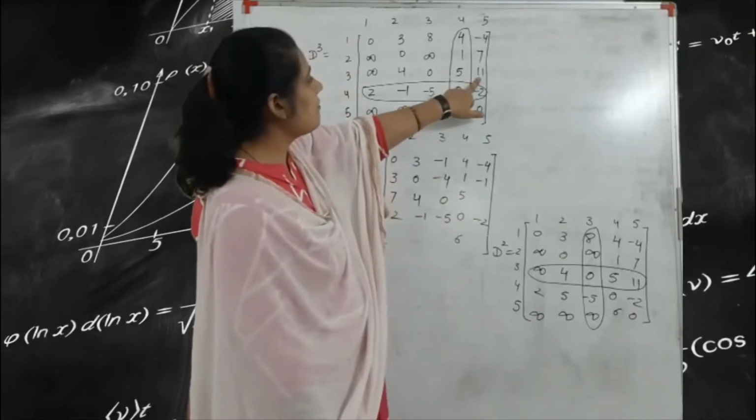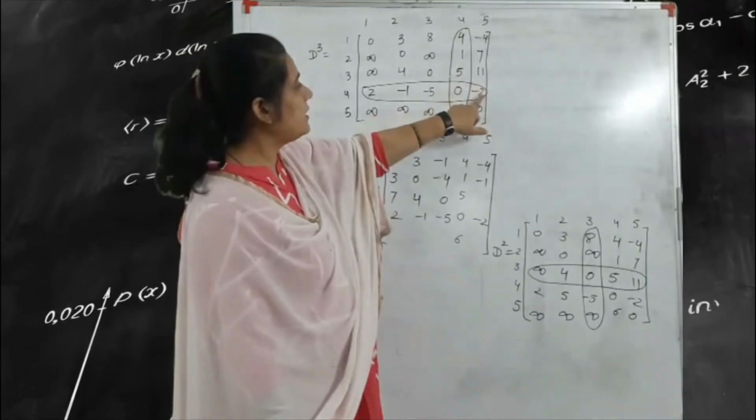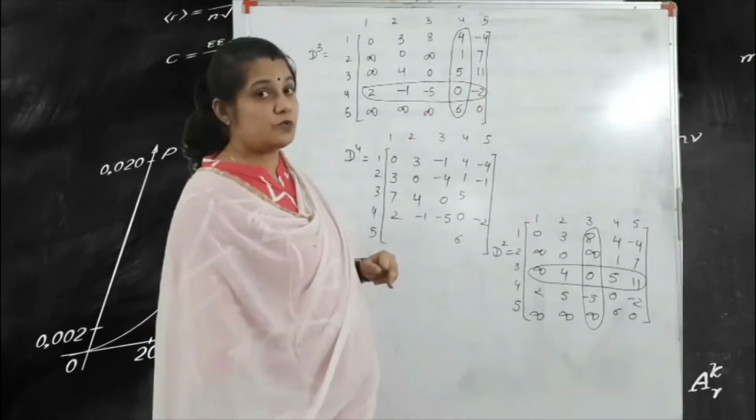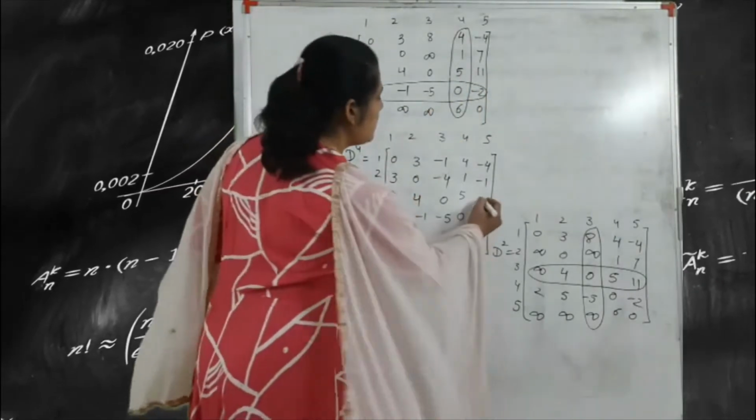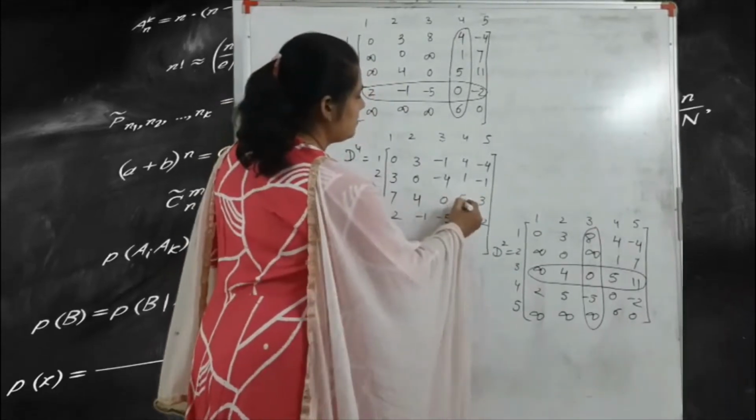Next one is the 11. So here the highlighted value is 5 and here the highlighted value is minus 2. So 5 minus 2 is 3. So 3 is less than 11, so we write here the 3.